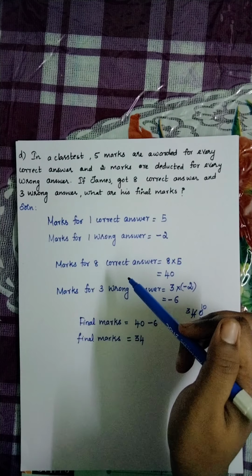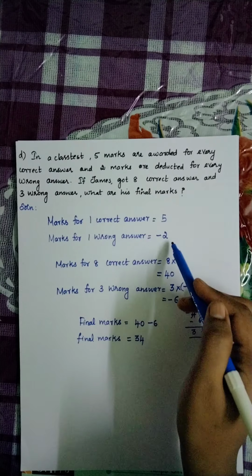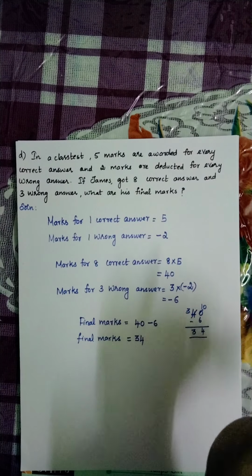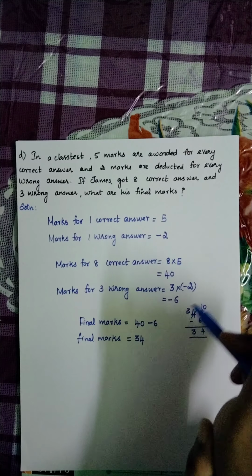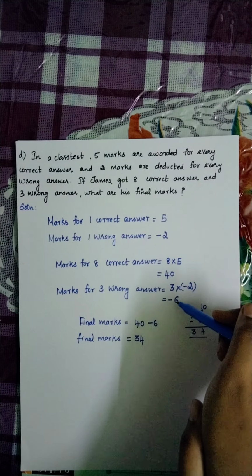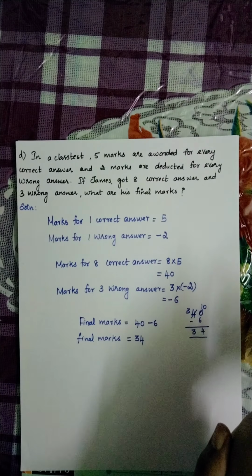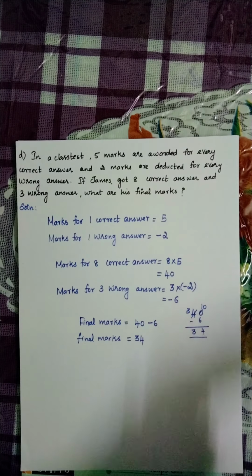Then marks for 3 wrong answers, so 3 into minus 2, because it is a wrong answer, we need to reduce the marks. 3 into minus 2 is minus 6. So, final mark is 40 minus 6. 40 minus 6 is 34. This is your answer. Do you all understand?